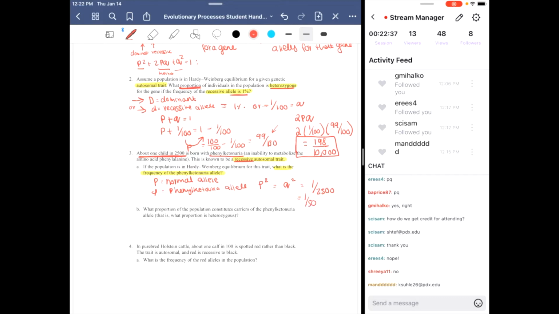So we cannot leave our answer like this because it's asking for the frequency right here. It's saying what is the frequency of it. So we need to convert the fraction into a percentage, which gives us 2%. So this would be the final answer.